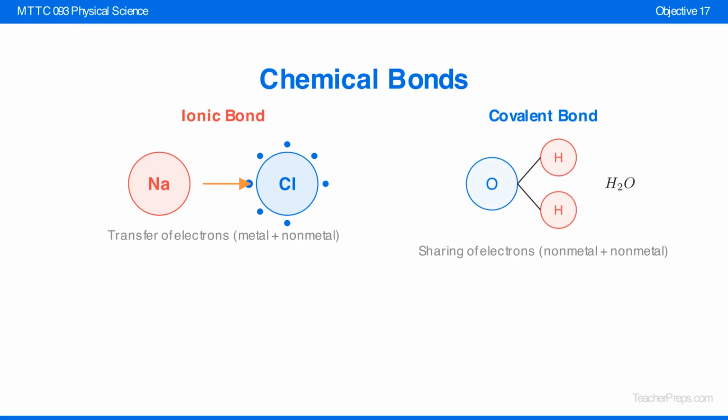A covalent bond forms when atoms share electrons. This typically happens between two nonmetals. In water, oxygen shares electrons with two hydrogen atoms. In oxygen gas, O2, two oxygen atoms share two pairs of electrons in a double bond. Covalent compounds tend to have lower melting points, may not dissolve in water, and do not conduct electricity. Metallic bonds, where electrons are shared among many metal atoms, explain why metals conduct electricity and are malleable.